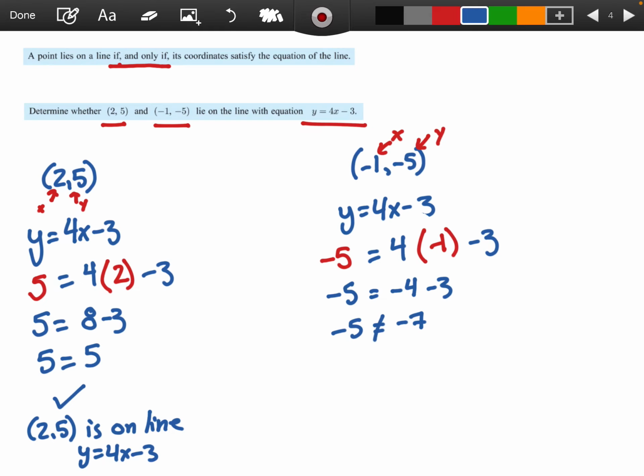Well, that's not true. If what you find out turns out to not be true, then the answer is: (-1, -5) is not on the line with the equation y equals 4x minus 3. So plug the coordinates into the equation. If it works, the point is on the line. If it doesn't work, then that point is not on that line. And that's how you determine if that point is part of that line's family.